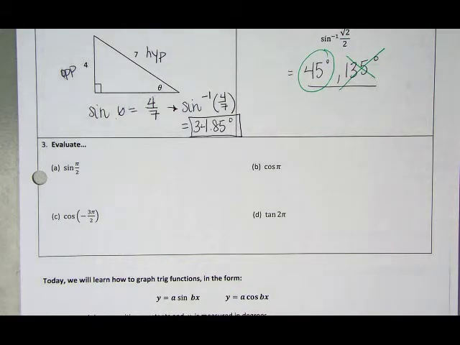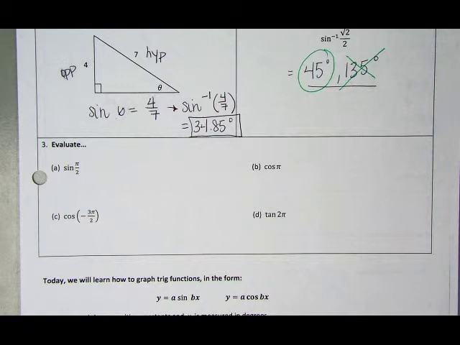Lastly, number 3, we want to evaluate letters A through D. And we want to do this without using a calculator, so we want to look at our unit circle for these. In letter A, we're looking for the sine of pi over 2. In letter B, we're looking for the cosine of pi. In C, we're looking for the cosine of negative 3 pi over 2. And in letter D, we're looking for the tangent of 2 pi.